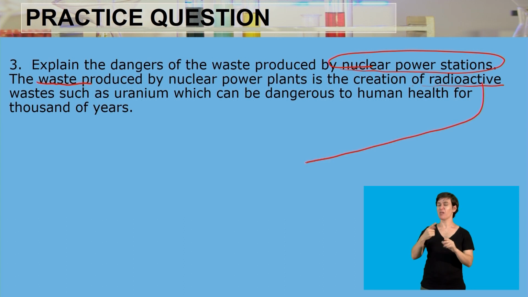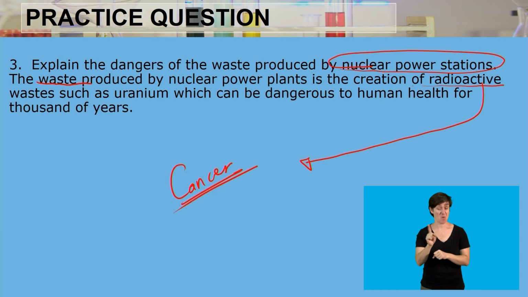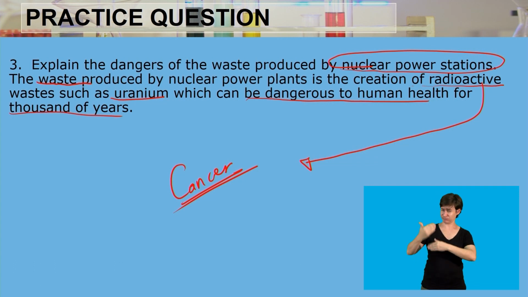Remember that these radioactive substances can cause cancer. So they can have that negative health impact on people and also on the animals living around that particular power plant. So we have said that the waste produced by nuclear power plants is radioactive waste such as uranium, which can be dangerous to human health for thousands and thousands of years. So whatever material is produced by these power plants is radioactive, and if it remains there, it is going to damage that environment for thousands and thousands of years to come.